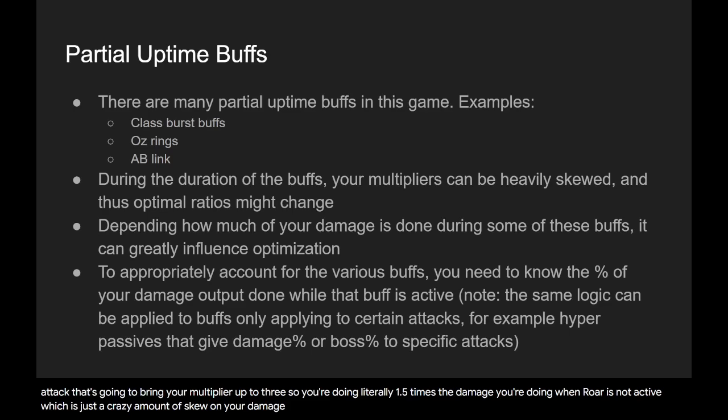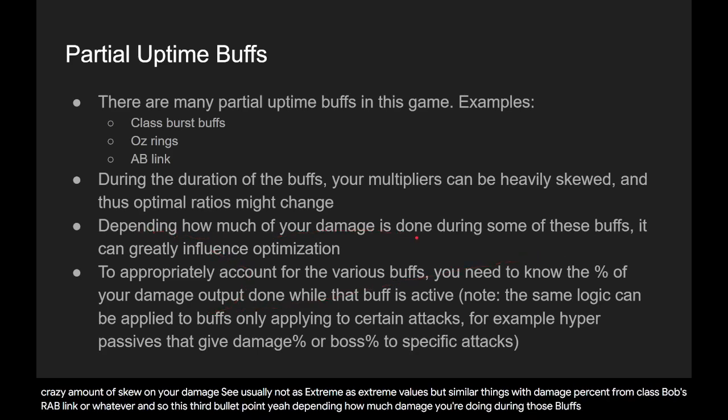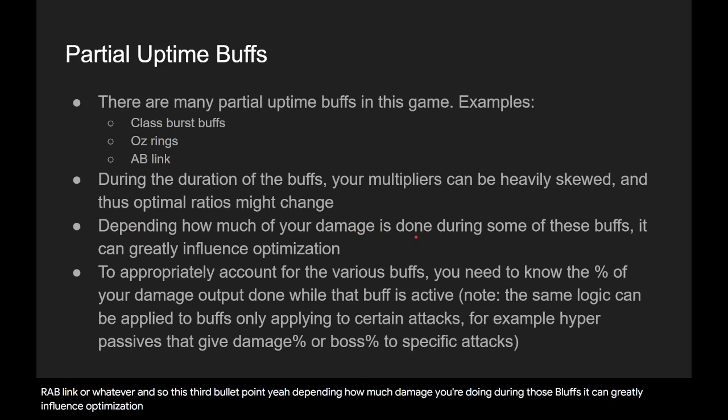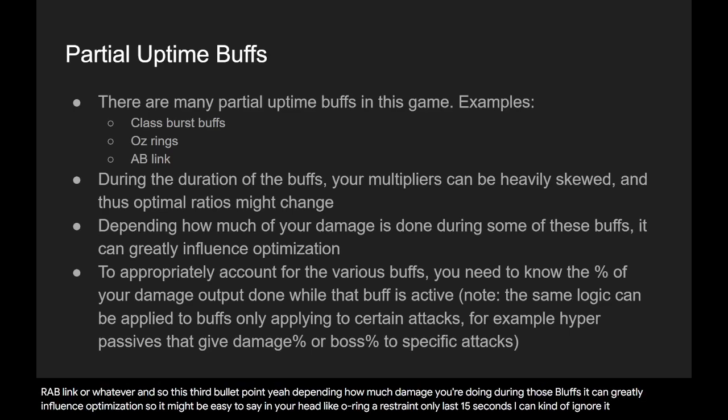And you'll see usually not as extreme values, but similar things with damage percent from class buffs or AB Link or whatever. And so this third bullet point, depending how much damage you're doing during those buffs, it can greatly influence optimization. So it might be easy to say in your head, like, oh, Ring of Restraint only lasts 15 seconds, I can kind of ignore it, but really you can't.